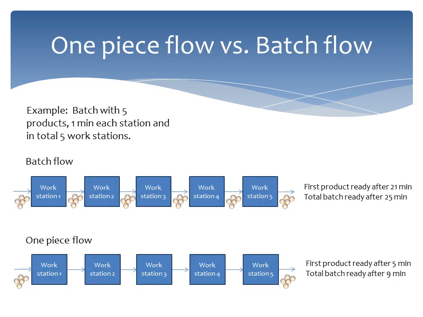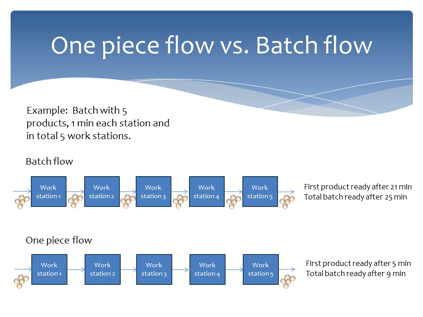Now let's look at an example to compare batch flow with one-piece flow. We have a company that has 5 products in each batch. The work at each workstation takes 1 minute. There are a lot of differences between these flow systems.